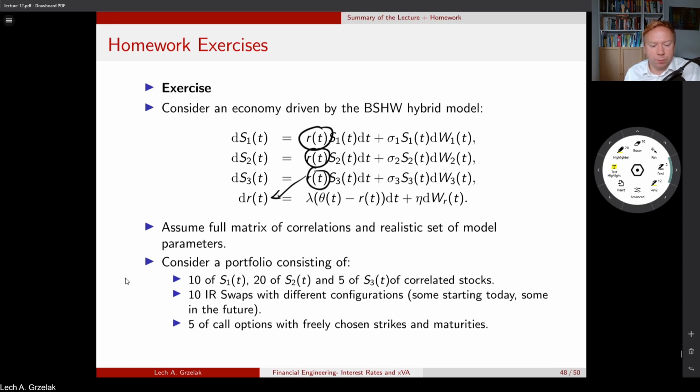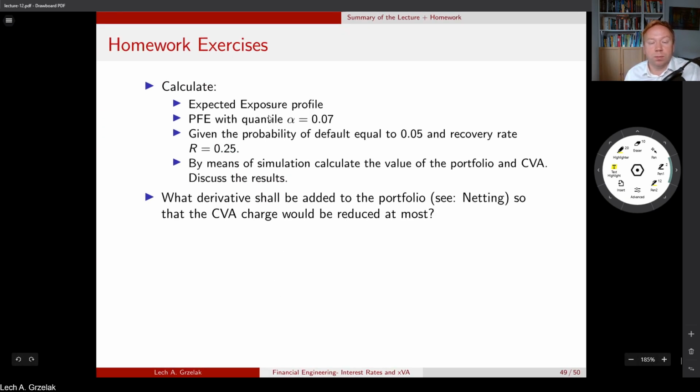The next step is to define a portfolio with 10 stocks of stock 1, 20 stocks of stock 2, 5 stocks of stock 3, and 10 interest rate swaps. We have to choose different interest rate swaps that will be defined in terms of the short rate here, so you have to choose different configurations. You also have to add 5 call options into your portfolio, with different strikes and different maturities. So first we build up a portfolio, and then you have to perform some measures.